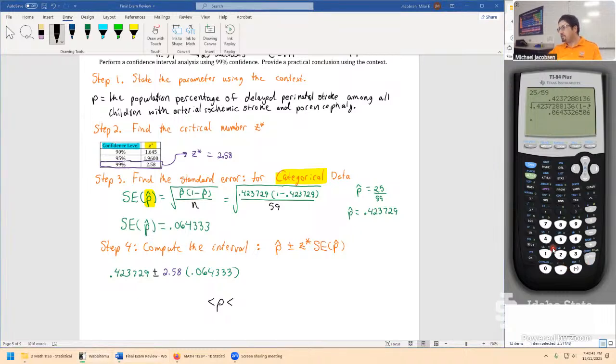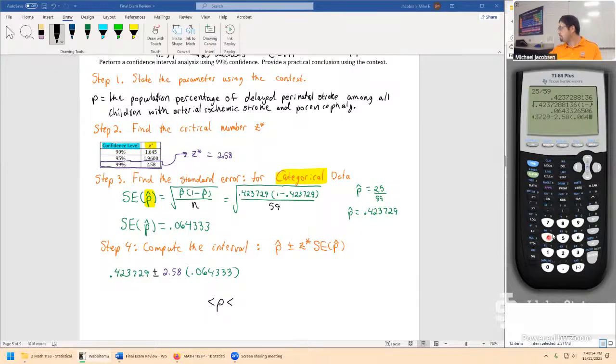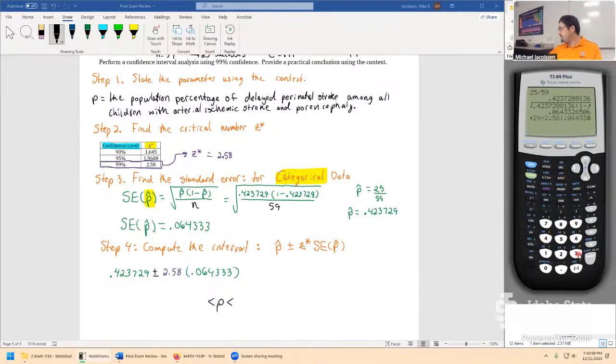So 0.423729, go minus first, 2.58, 0.064333. Okay, so here's what I have for the lower bound. I would say this one is a good one to round now back down to just 4 decimal places. It's 0.2577 upon rounding.